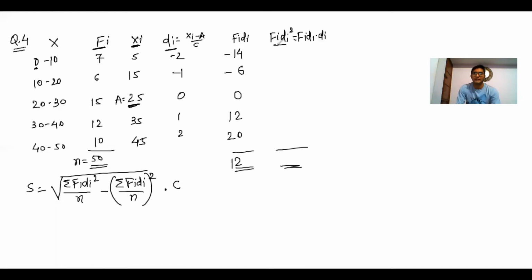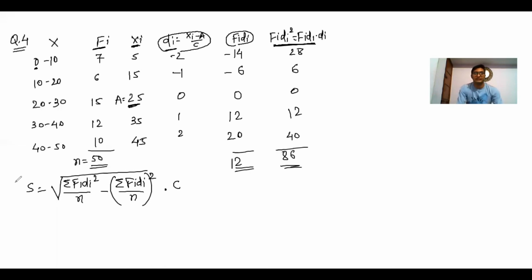Last column, fi di square. We can get fi di square by fi di multiplied by di. 14 twos are 28. Here both have the same sign, so our answer will be positive. 6 ones are 6, 0 into 0, 12 ones are 12, 20 twos are 40. And now the total of all these is 86.